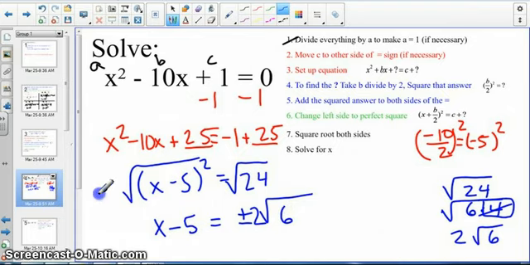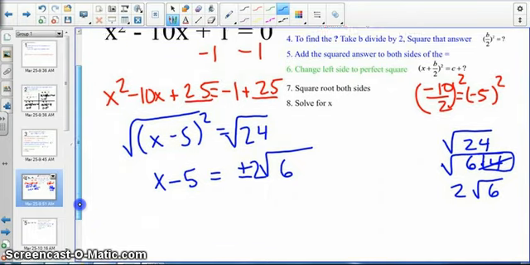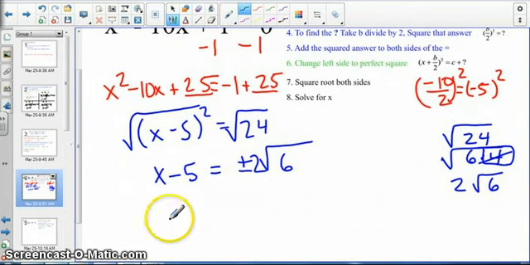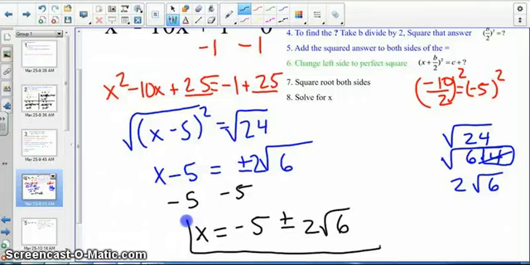Then last but not least, it says solve for x. So that means get x all by itself. So I subtract 5. Now I don't have any terms to combine it with, so the negative 5 goes out in front, plus or minus 2 radical 6. It's the same procedure for these to solve a quadratic by completing the square. You just may have different numbers.